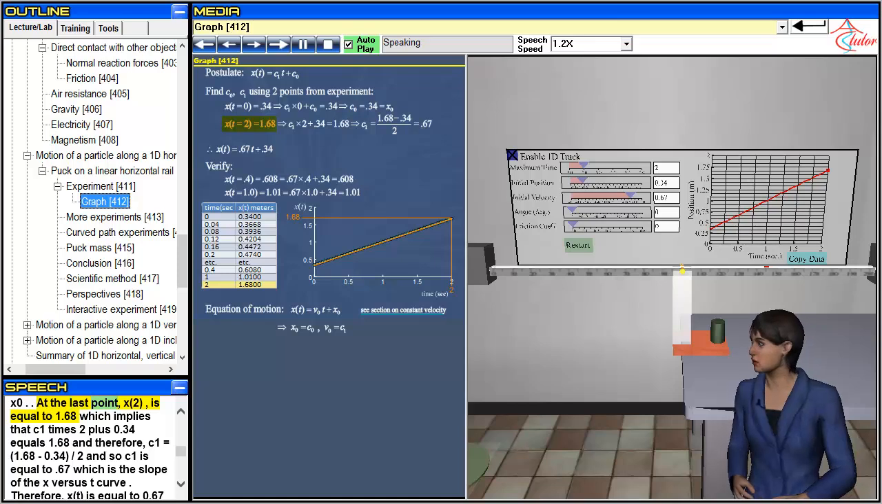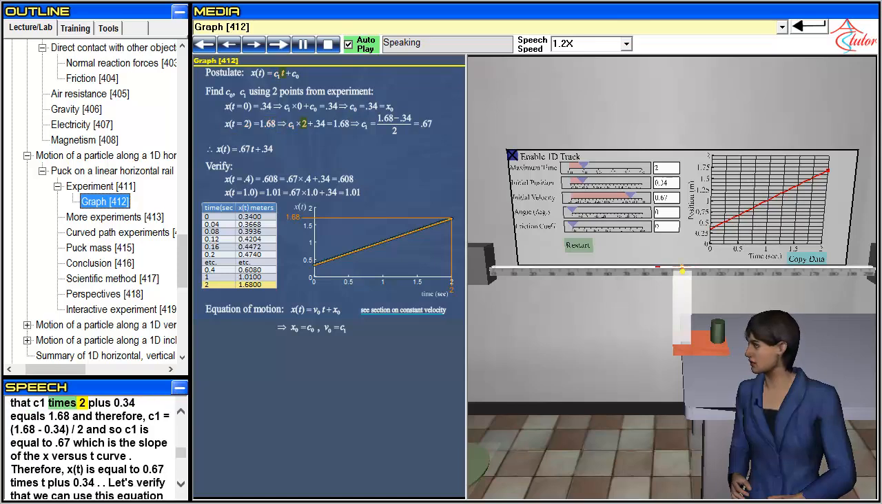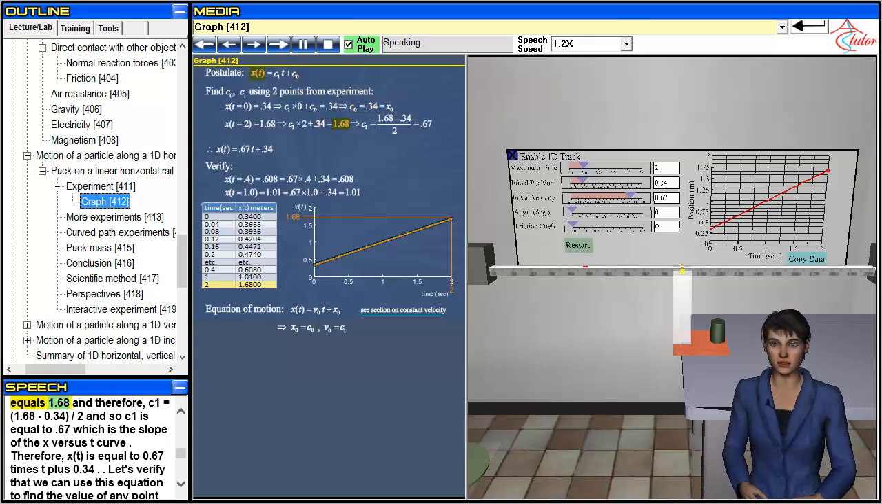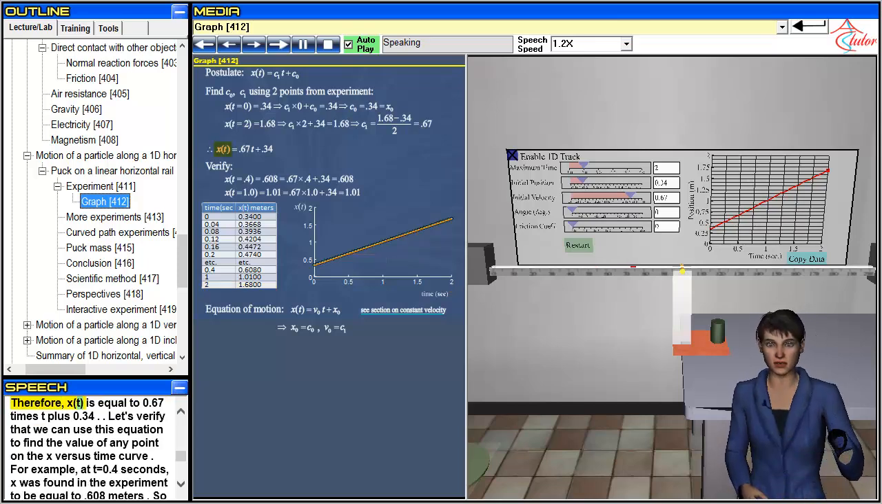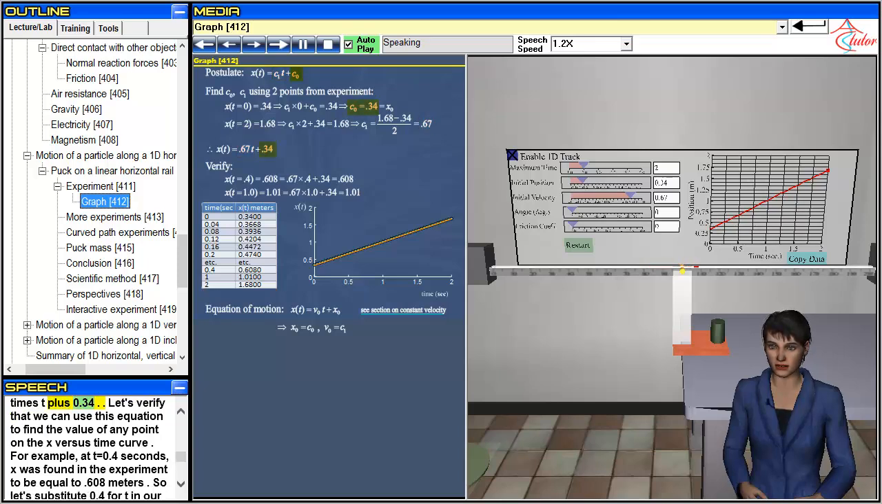At the last point, x at t equals 2, is equal to 1.68. Which implies that c1 times 2 plus 0.34 equals 1.68. And therefore, c1 is equal to 1.68 minus 0.34, over 2. And so c1 is equal to 0.67. Which is the slope of the x versus t curve. Therefore, x of t is equal to 0.67 times t plus 0.34.